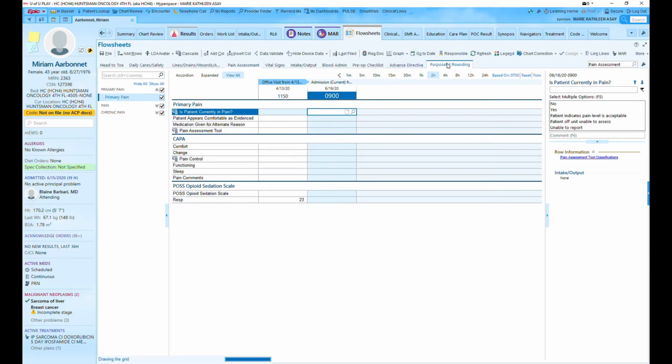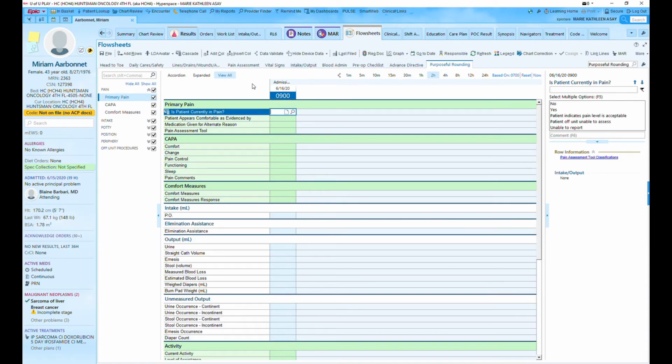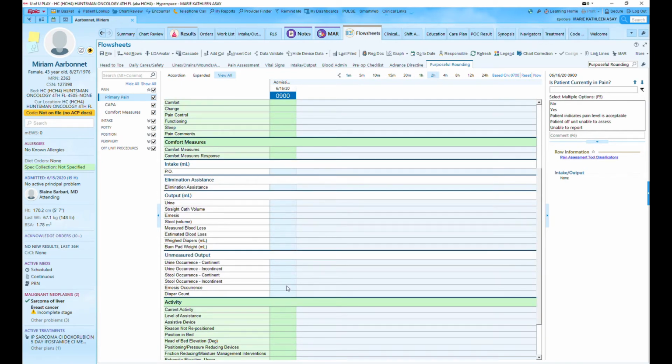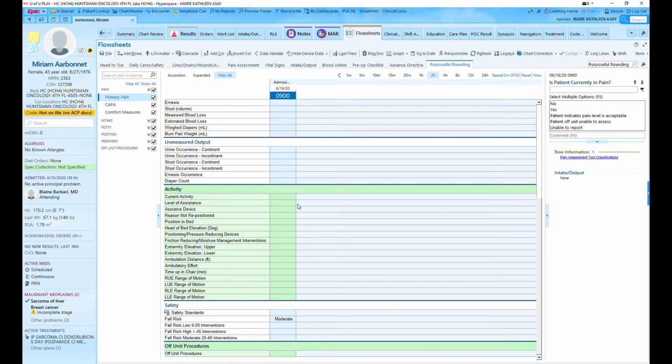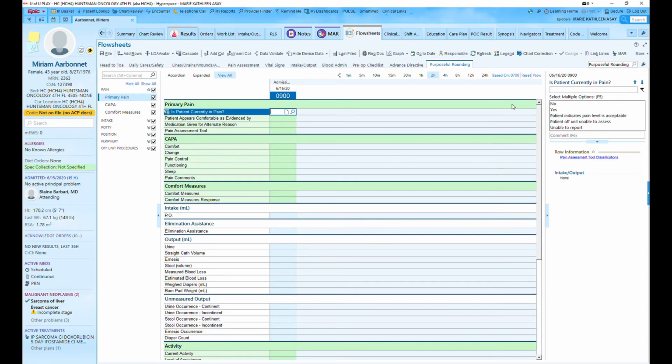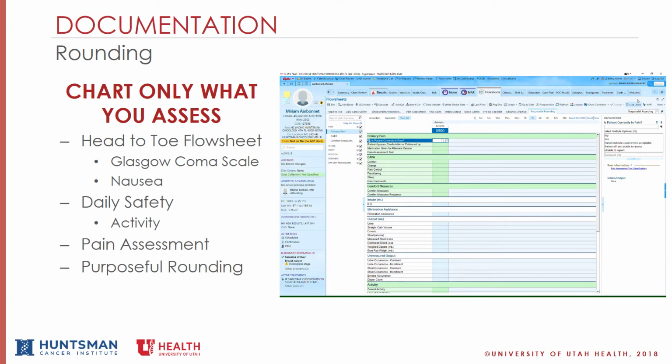Next, let's go to the daily cares and safety. Activity is a great section. There's also hygiene, nutrition, incentive spirometer. You can go to pain assessment and chart a pain assessment that you complete. Or there's a one-stop shop in purposeful rounding. Here you can chart primary pain, you can chart any output, activity, or safety, or if the patient goes off the unit.